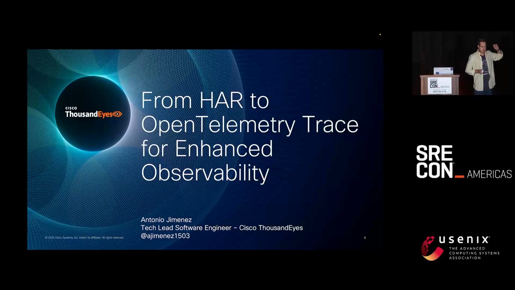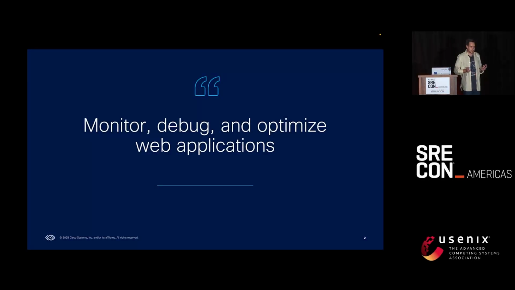Today, we're going to talk about from HAR to OpenTelemetry trace in order to enhance observability. Before starting, I would like to transmit my message. We want to improve our monitoring, debugging, and optimization of web applications. Because we have the HAR on one side, but if we convert it into a trace, we can take the observability backend benefits in order to debug it and improve monitoring.